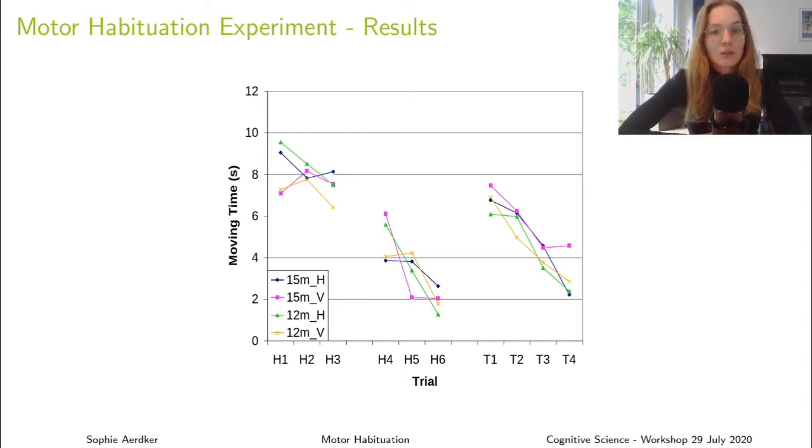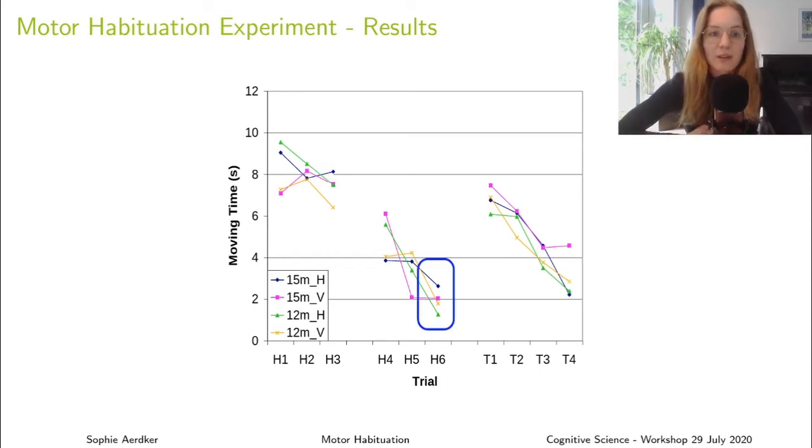You can see the resulting movement times for 2 age groups. We had 12 and 15-month-old toddlers, and 2 habituation conditions, which is basically starting with either the horizontal or vertical movement. You can see the first and last 3 habituation trials and the test trials. T1 and T2 are in the new movement direction, and T3 and T4 in the old movement direction.